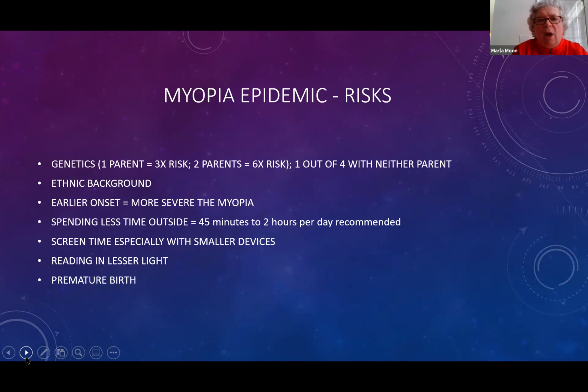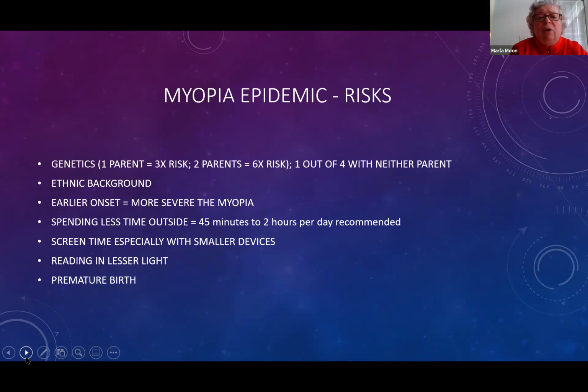Ethnic background. We talked about the Asian population being significantly higher. It tends to be lower in the Hispanic, Latin American, and Black populations. The earlier the onset of myopia, the more severe the myopia. So if a child is 4 years old and starting to show myopic signs, the amount of myopia that they'll have by the time the eyeball growth is done will be significantly higher than, say, somebody that's 15 years old and first starts to need glasses to see far away.